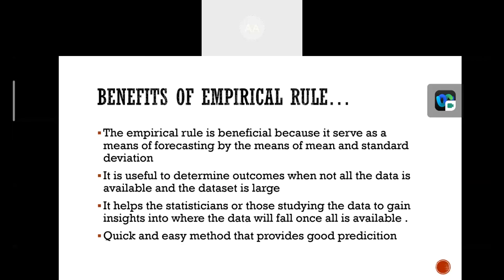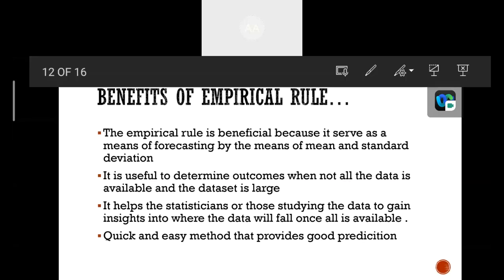It helps statisticians or those studying the data to gain insight into where the data will fall once it is all available. We can identify where this data set is falling, where these points are lying, and how much percentage it covers. It will be very clear if you are using the empirical rule. It is a quick and easy method which provides good prediction.